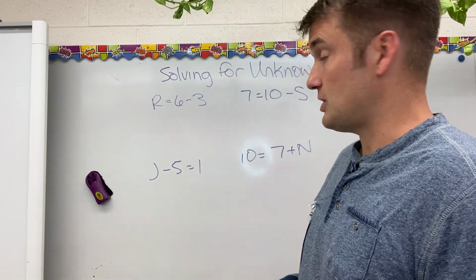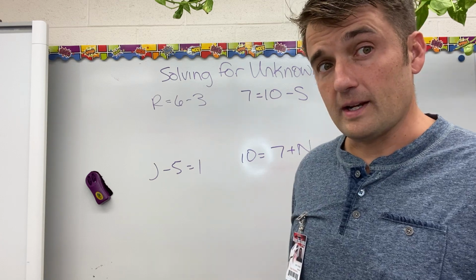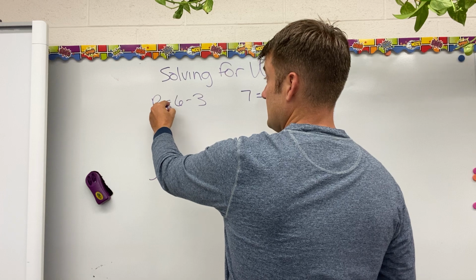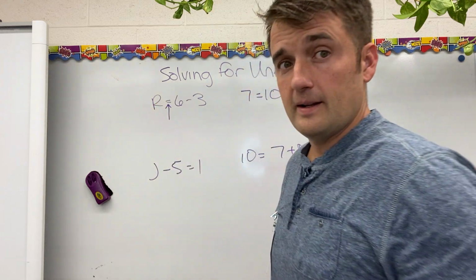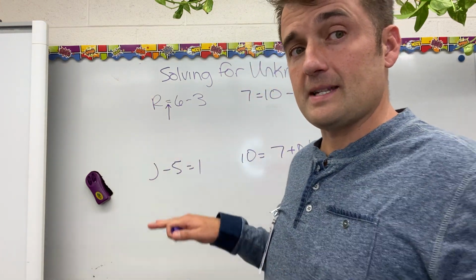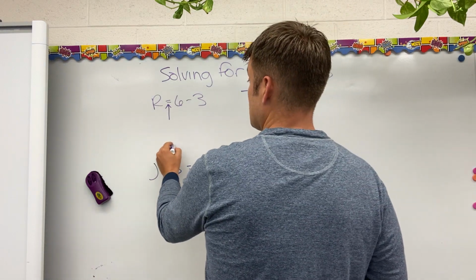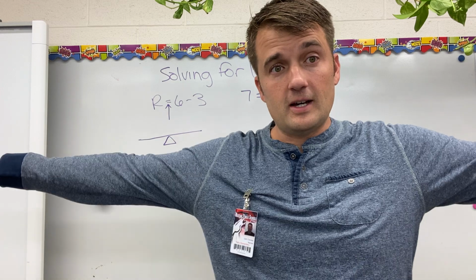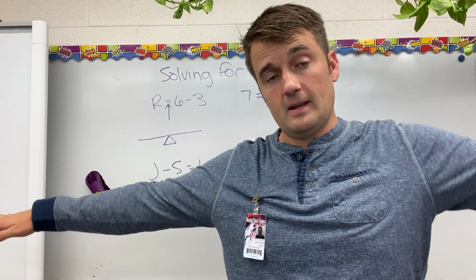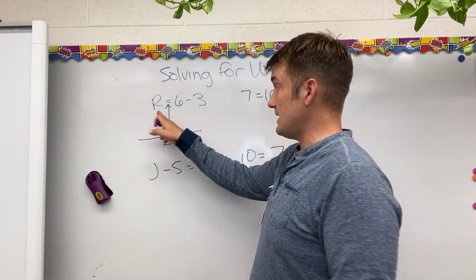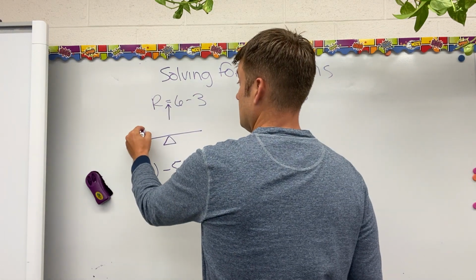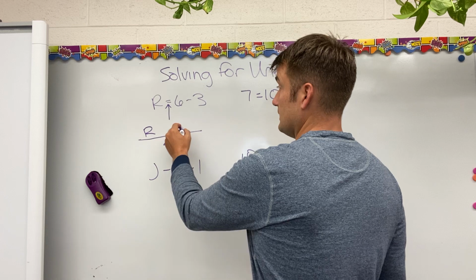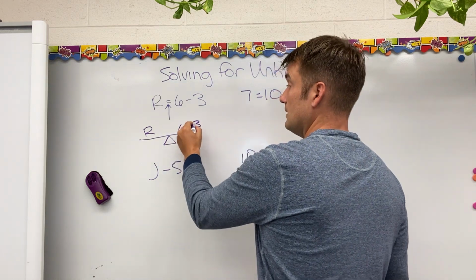So the first thing that you need to know is that in an equation or a math problem, the equal sign, okay, is where the problem has to balance. So here's my scale. Okay, it's like a seesaw, a teeter-totter, right? Whatever is on this side, R, has to be equal to what is on this side. Okay?